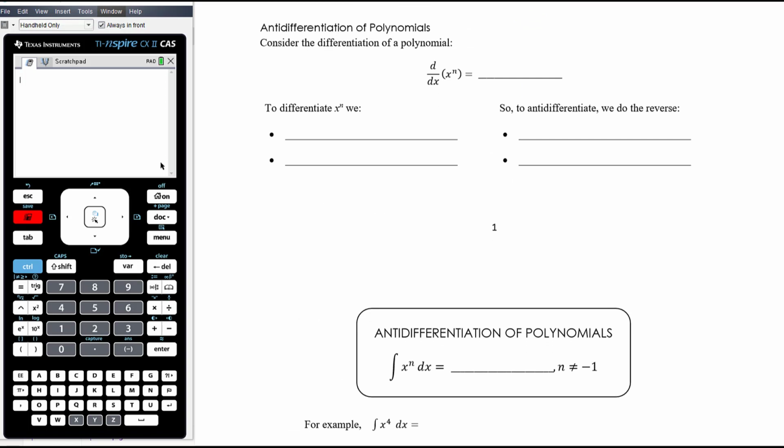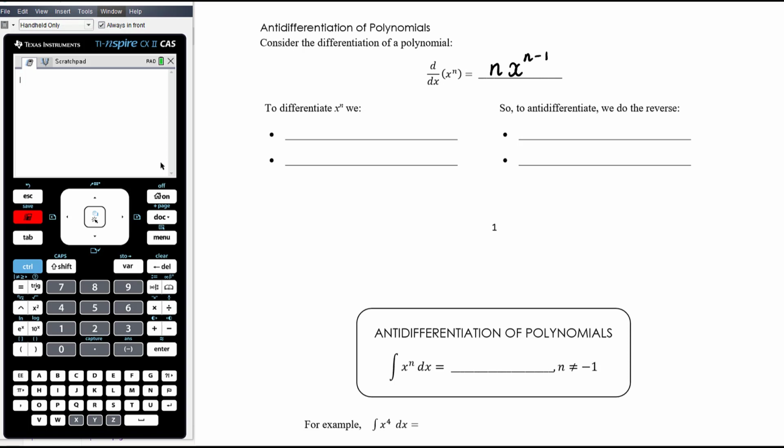Okay. So let's see if we can generalize this then. Let's work from what we know about differentiating, and then let's think about reversing that in order to antidifferentiate. So we know that when we differentiate x to the power of n, I just wrote that up there earlier, we do n times x to the power of n minus 1.